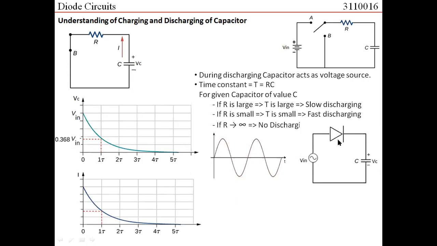When the diode becomes reverse biased, it acts as an open circuit. So the capacitor actually does not have any chance to discharge, because for discharging it needs a closed loop. But the diode is now reverse biased, so it does not provide us the closed loop, and hence the capacitor cannot discharge. So the capacitor would maintain its voltage equal to Vm.